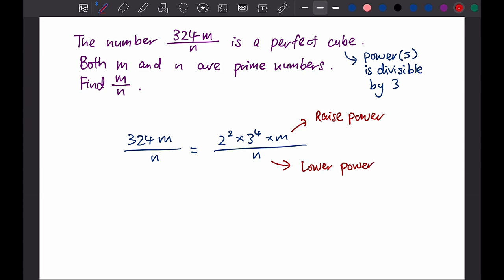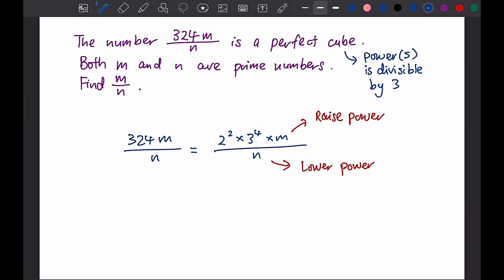Now the understanding of this is taught in Sec 3 where you learn laws of indices, right? So for now, you just remember times m means raise the power, divided by n means lower the power. They can change the alphabet, but the same logic applies. So next, if I were to take 2 to the power of 2, for example, if I were to times 2, clearly I'll get 2 to the power of 3.